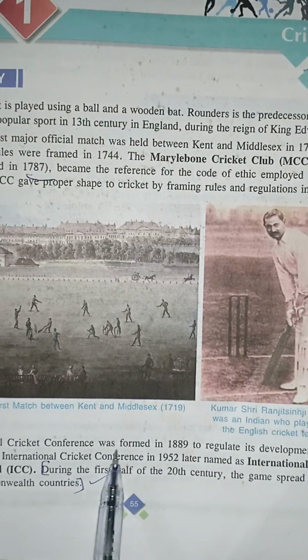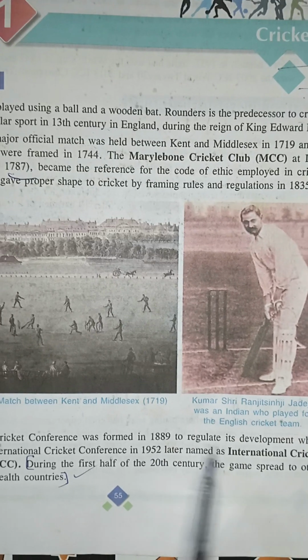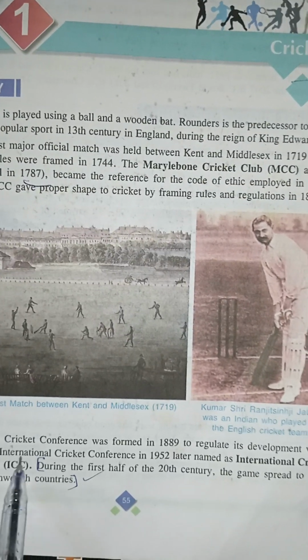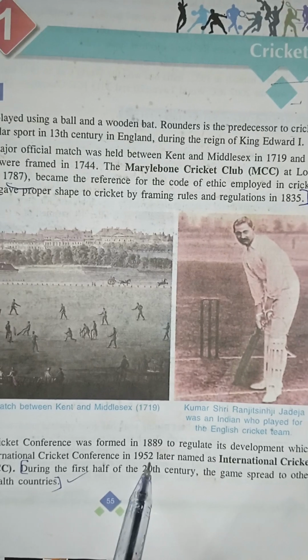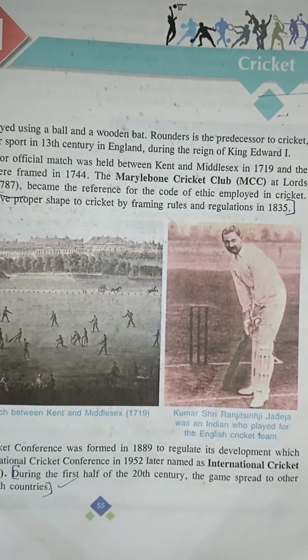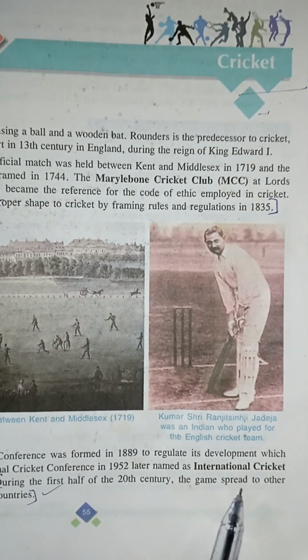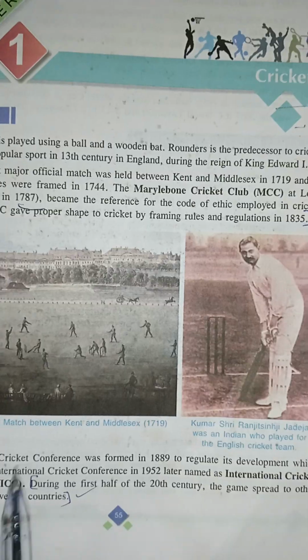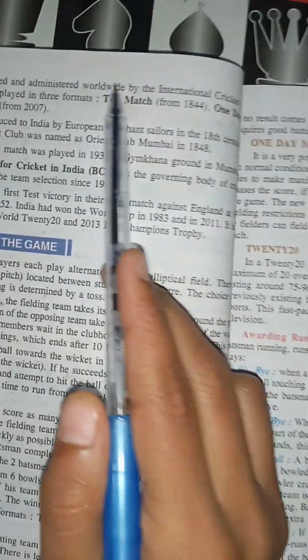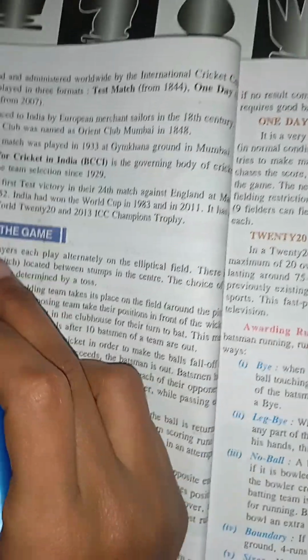Imperial Cricket Conference was formed in 1889 to regulate its development, which became International Cricket Conference in 1952, later named as International Cricket Council (ICC). During the first half of the 20th century, the game spread to other Commonwealth countries. Cricket is governed and administered worldwide by the International Cricket Council (ICC).